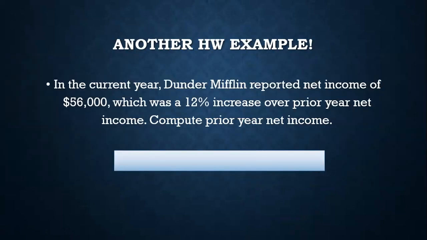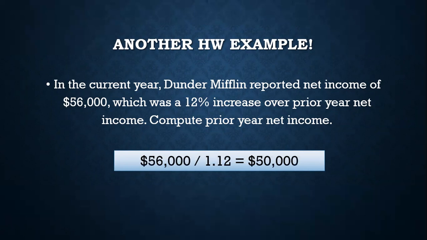Let's look at another homework example. In the current year, Dunder Mifflin reported net income of $56,000, which was a 12% increase over prior period net income. Compute the prior year net income. Okay, so they had net income of $56,000. That's 12% more than they did last period. So what did they do last period?